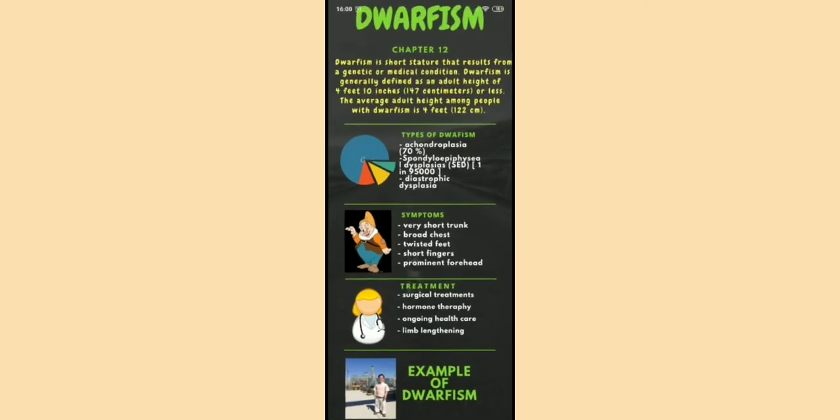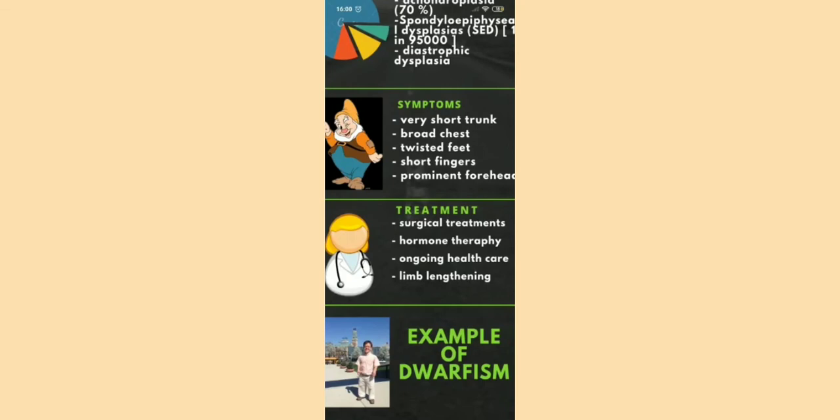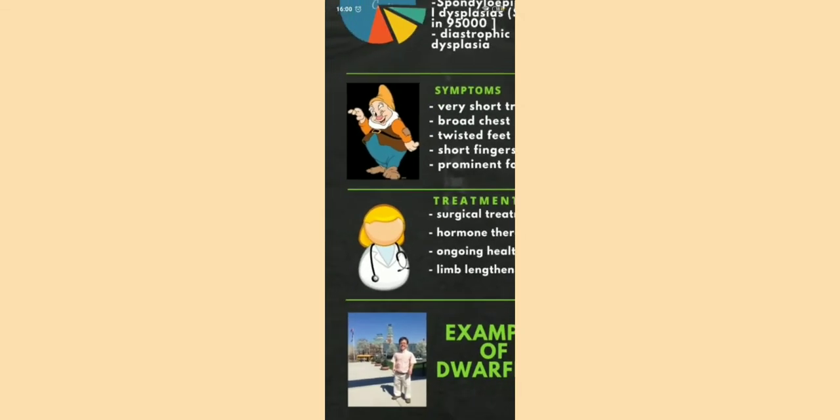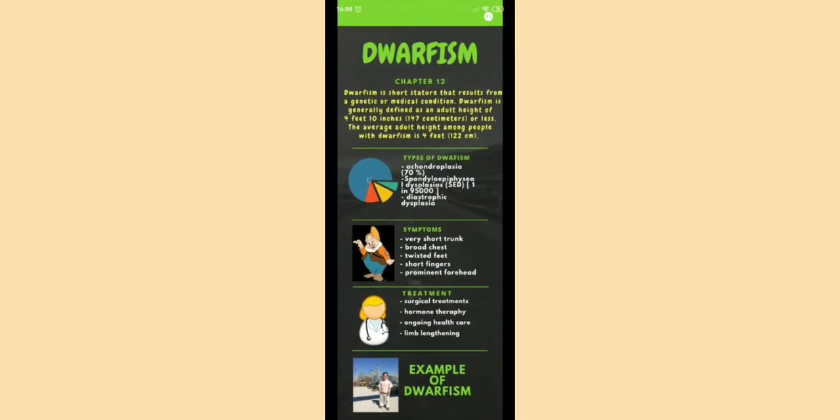So as we can see here in the picture below, the example of dwarfism is this person who has dwarfism. As you can see, the person still looks like a child. I think that's all from me. Thank you.